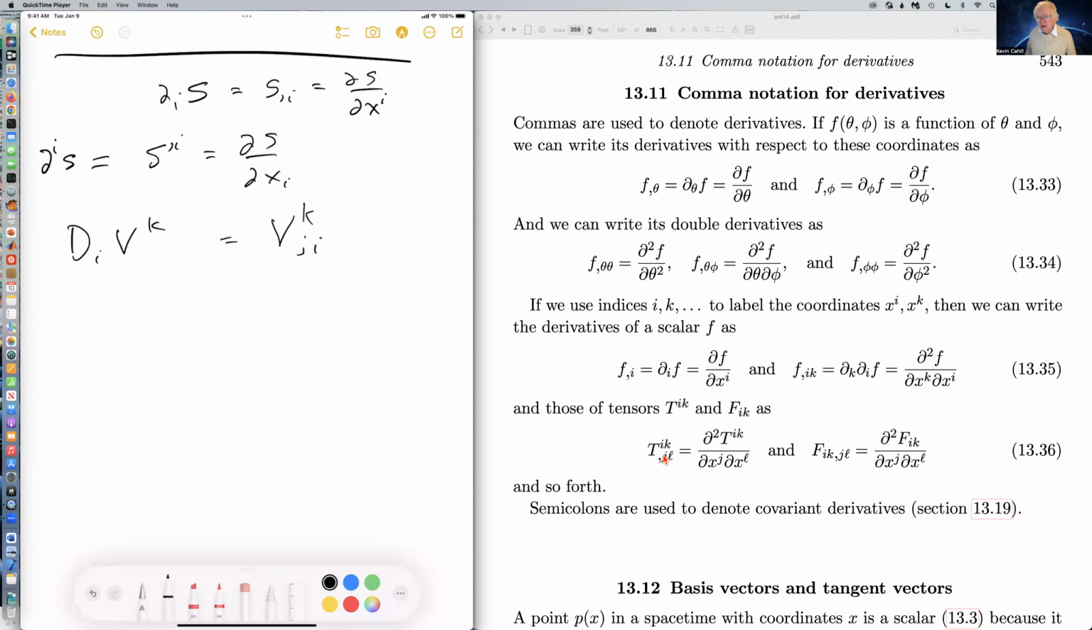And covariant derivatives are quite important. In particle physics, one typically writes the covariant derivatives this way, but in general relativity, one can use both.